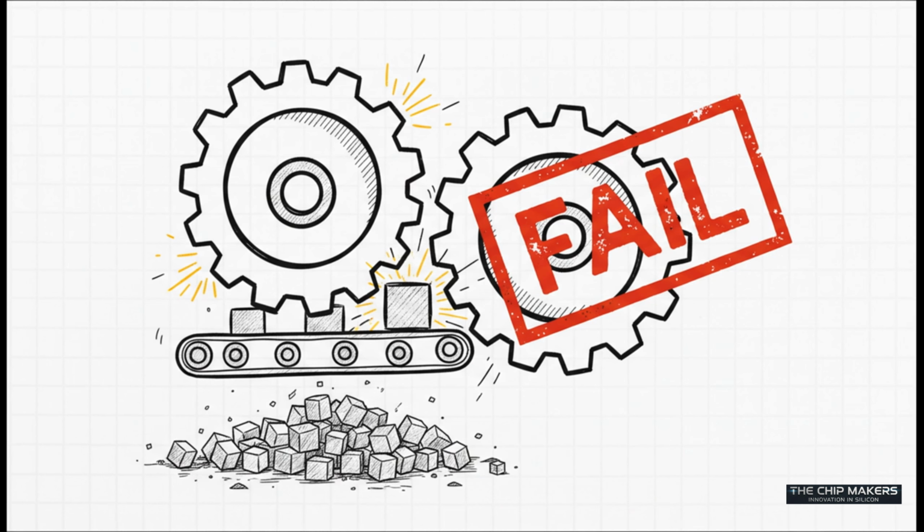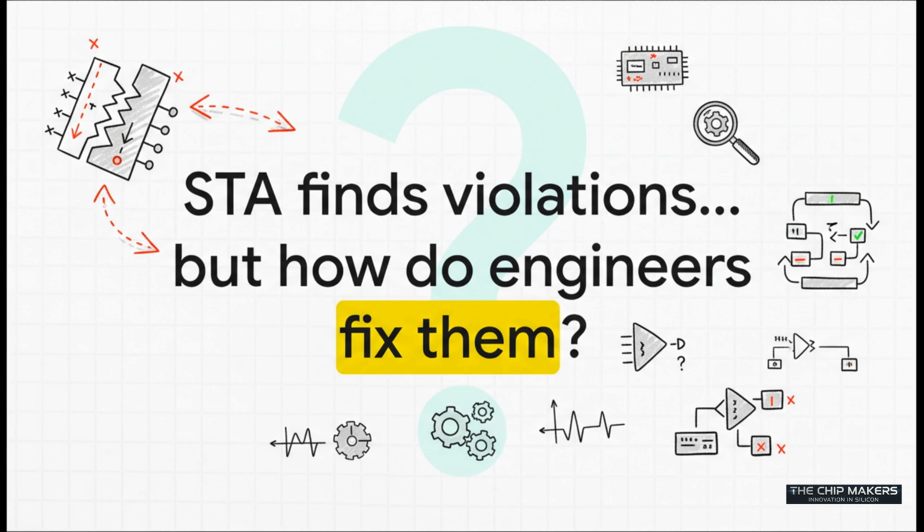So you see, static timing analysis is this brilliant detective. It tells engineers exactly which paths are failing, and even by how much time they're failing. It's an absolutely essential tool. But that brings us to the final, really interesting question. Knowing exactly what's broken is one thing, but how do engineers actually go in there and fix it? Well, that's where the real art of chip design truly begins.